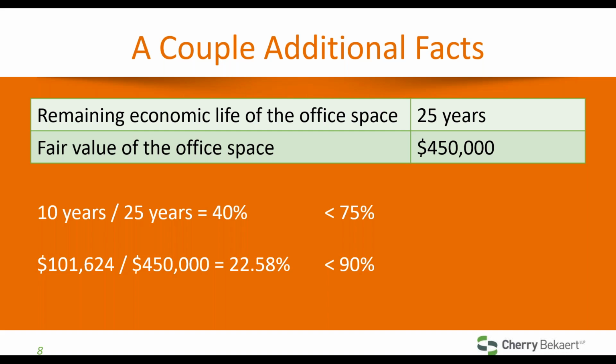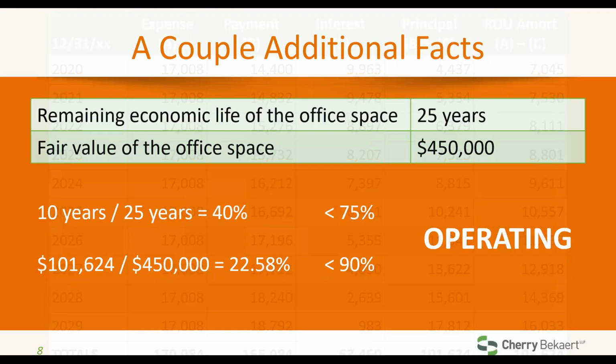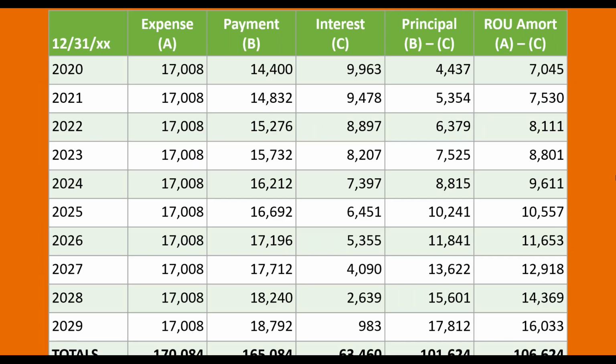But by doing this, since both of these are under 75%, and then the present value of the minimum lease payments is underneath 90% of the fair value, we've got ourselves a pretty clear case of an operating lease, and none of the other classifications were met. And with that, we can create this beautiful amortization table. Let me get my little spotlight back.